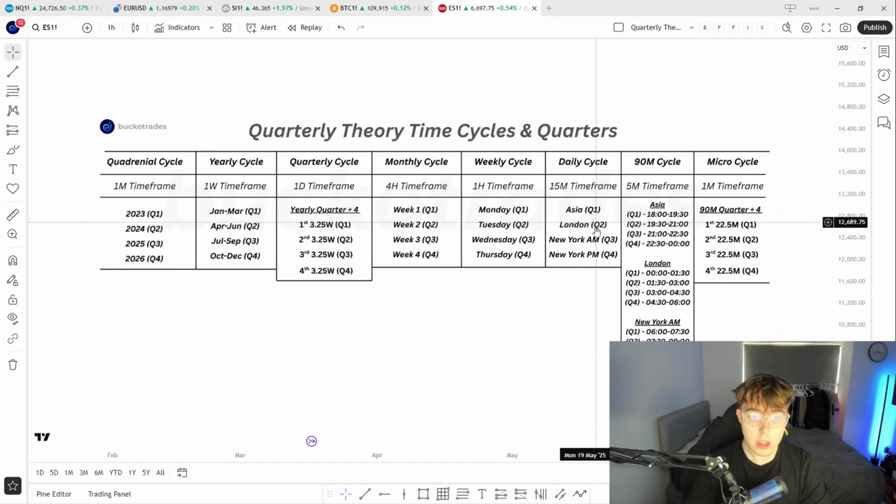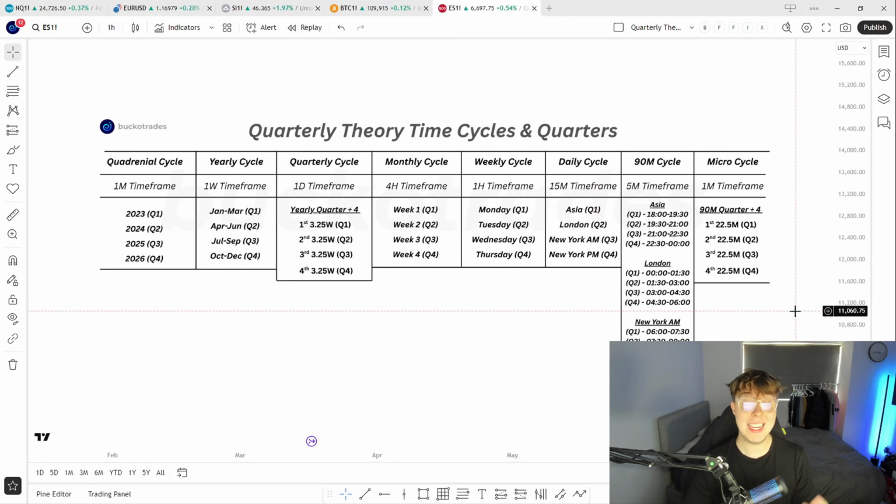So the daily cycle is the day split into 4, each quarter being 6 hours long. Asia is that first quarter, Q1, from 6 p.m. until midnight, the whole range of Asia. This is for indices. I know that forex opens at 5, I think it is, so you can do 5 till midnight as the Asia session.